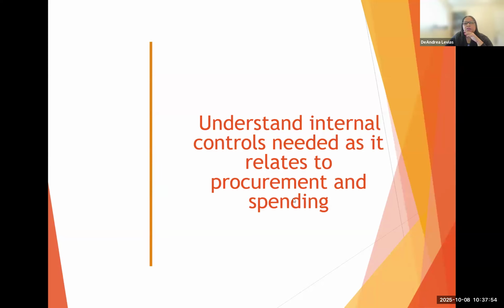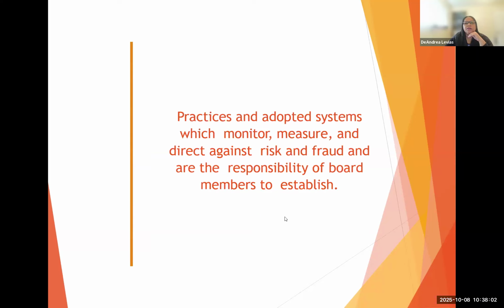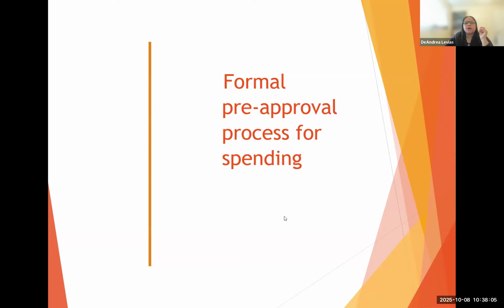Now we're just going to talk a little bit more in depth about internal controls as it relates to procurement and spending. So again, this is money going out of the organization. We talked about this already, a formal pre-approval process, whether it's a physical or an electronic document saying, hey, we have this going on and we want to buy this from the program, and getting some type of pre-approval before money is spent.